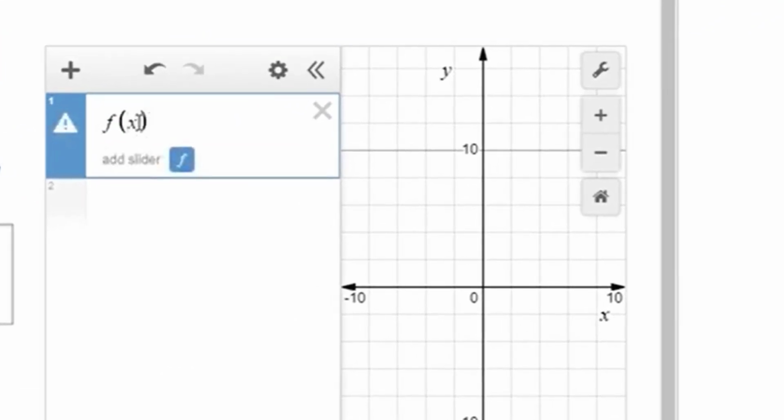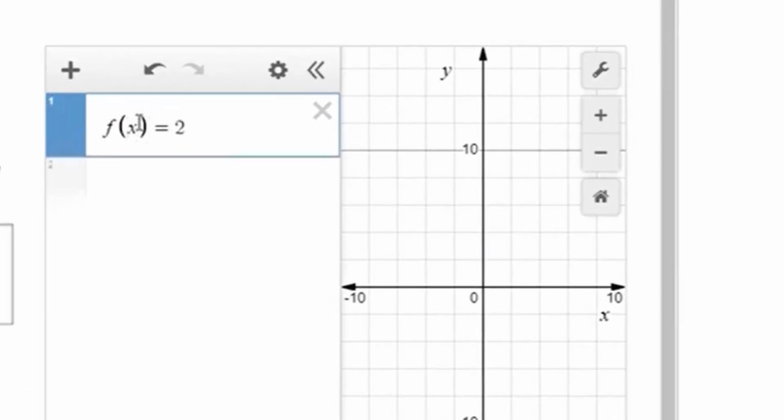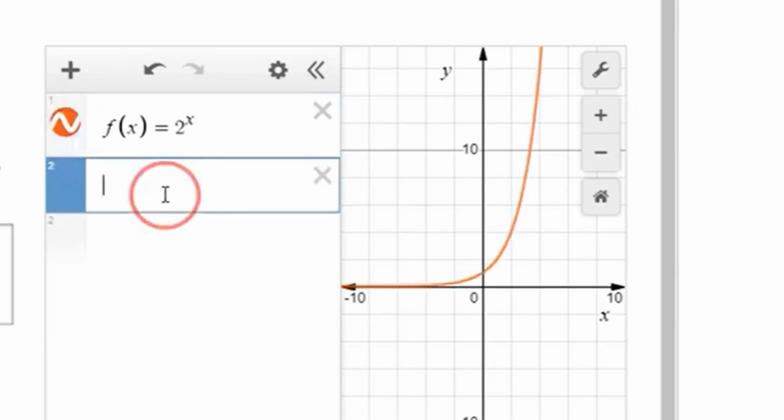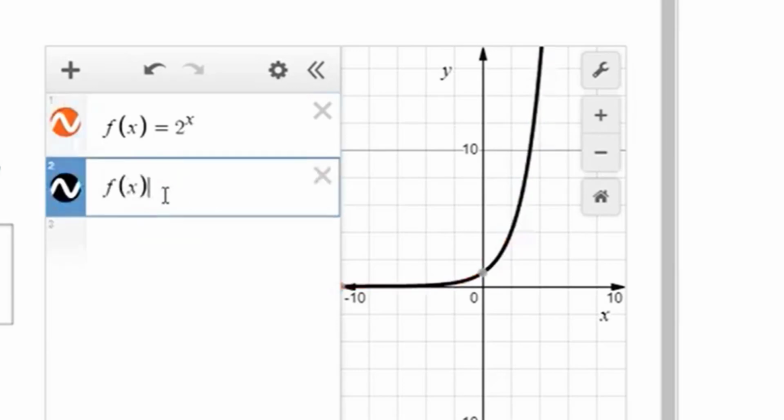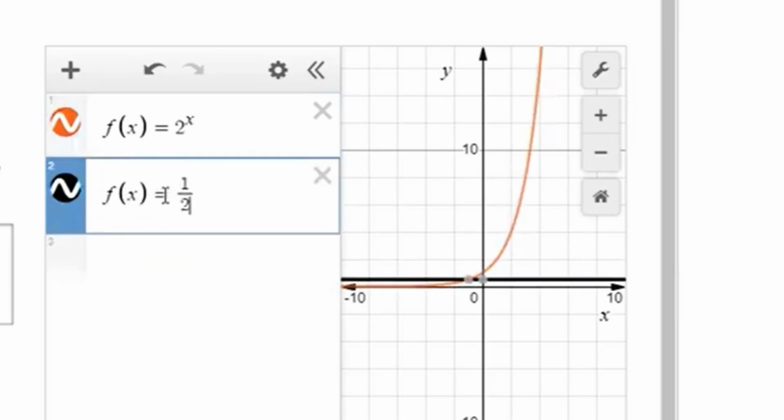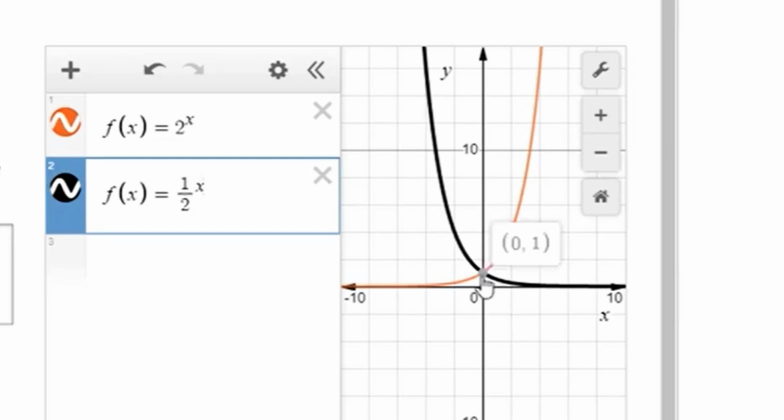F of x is equal to 2 caret, that's going to be shift the number 6, x. Okay, so now I have a red graph that comes like this. Okay, the next one would be f of x is equal to 1 over 2 all to the power of x. And so now I have a black graph that comes down like this. Okay, let's identify the key features.